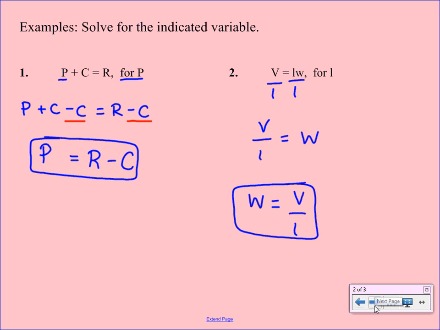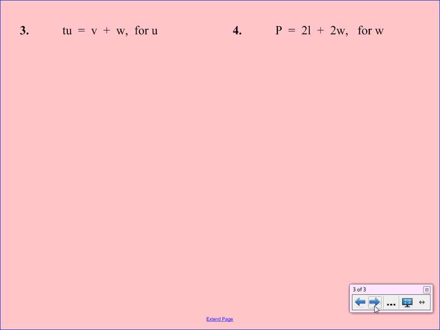All right, our next example, TU equals V plus W, and this time we want to get U by itself. So again, we look at what is being done to the U, and here we have T times U. So in order to undo multiplication, what we want to do is divide. So we have to divide both sides of the equation by T. Now on the right-hand side, we're going to divide that whole thing by T. What happens is T divided by T cancels, so we're just left with U by itself, which was our goal. And then the other side of the equation just stays like it is, V plus W divided by T.